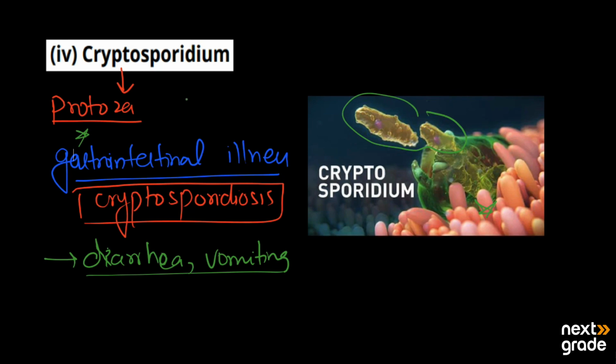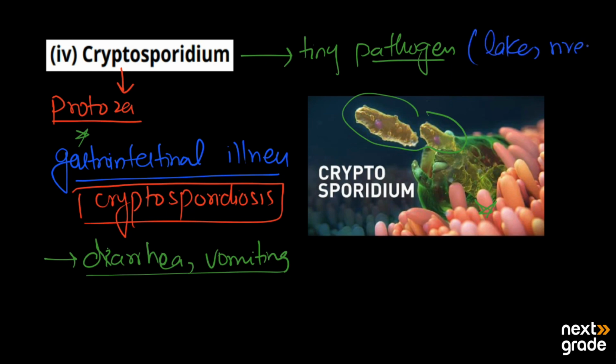Basically, cryptosporidium are tiny pathogens, and these pathogens are mainly found in surface water sources, and these water sources may be lakes or rivers. So when it is present in the rivers and lakes, it may be used for drinking by living organisms, and then in turn it causes gastrointestinal diseases in them.